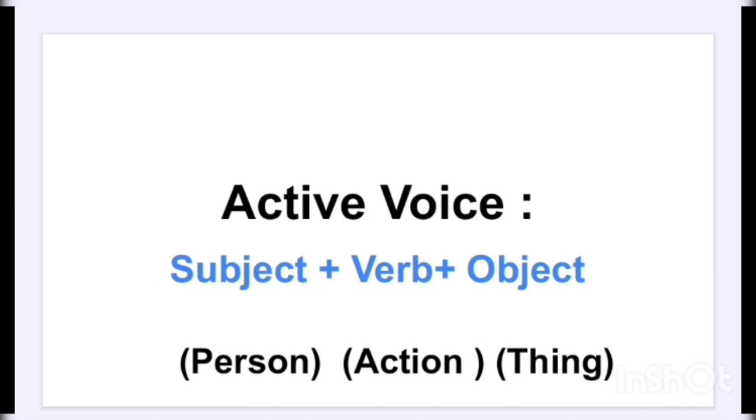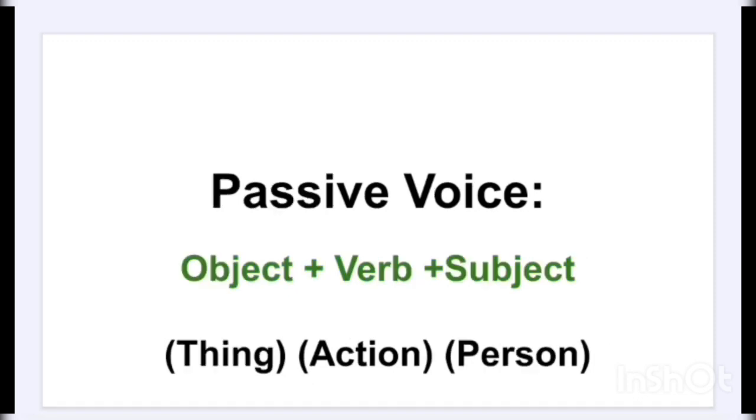Active voice. Active voice is subject plus verb plus object. Subject is the person, verb is the action, and object is a thing. Passive voice. Object plus verb plus subject. Object is thing, verb is action, and subject is a person.